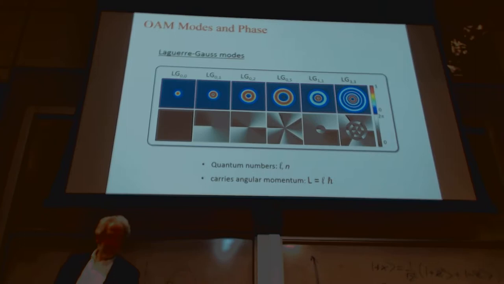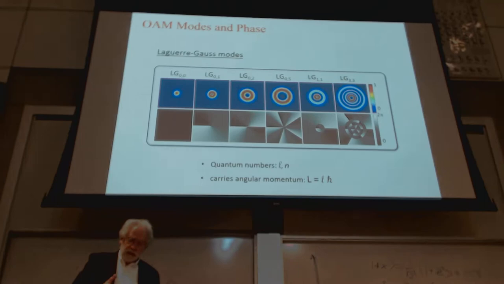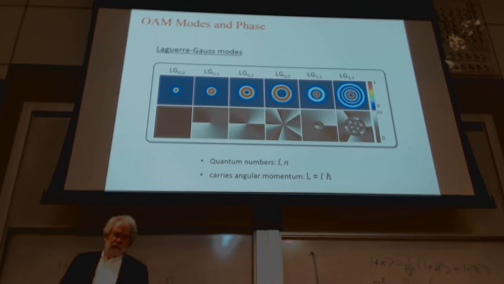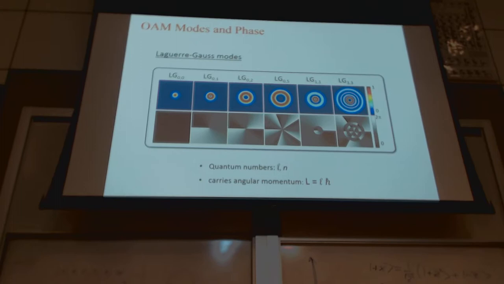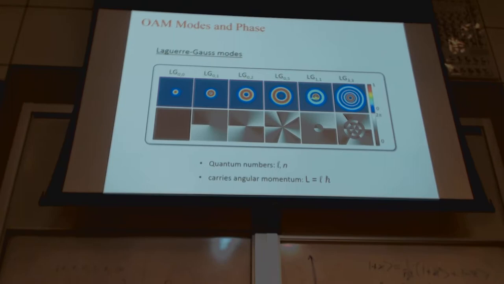Now, they are also called Laguerre-Gauss modes because, in the paraxial approximation, the amplitude distribution is a solution of the Laguerre equation. And here you see the intensity distributions of some of these modes. This is LG00, the Gaussian mode. It's just a maximum in the middle, there should not be a black dot here.